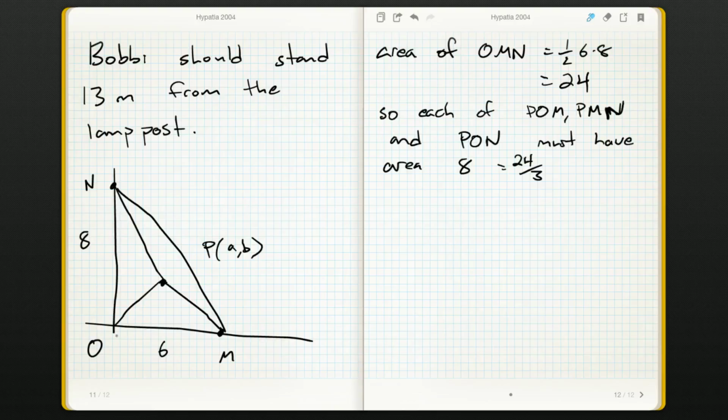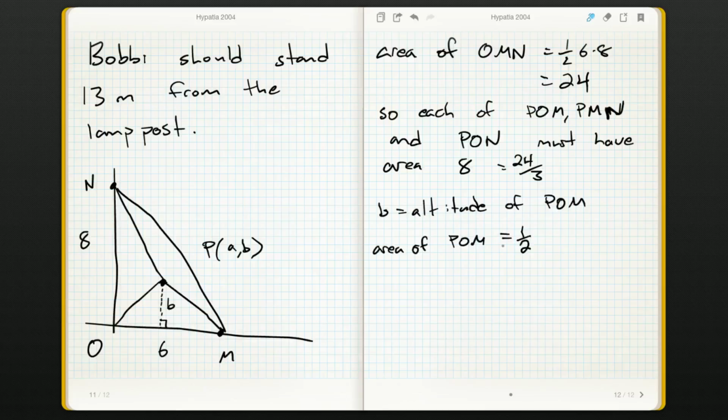But if I look here, I've got 6 as the base of POM. But what is this altitude here? Why, it's just the y-coordinate, b. So b is an altitude of POM. So area of POM, I want that to be 8. As a formula, I've got 1/2 base times height. So that's 3b. So 3b must equal 8. b is going to have to be 8/3, or 2 2/3.